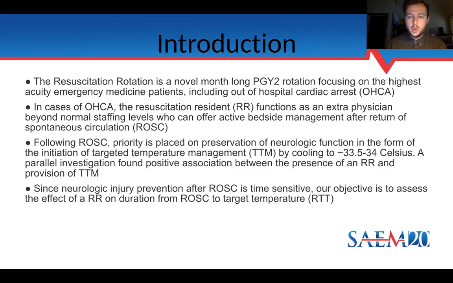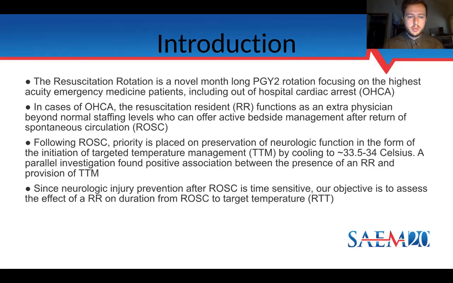So the resus resident, or RR, functions as an extra physician beyond normal staffing levels and can offer active bedside management. And this is particularly useful in critically ill patients that require very hands-on management and often end up being patients such as those that have achieved return of spontaneous circulation, or ROSC.